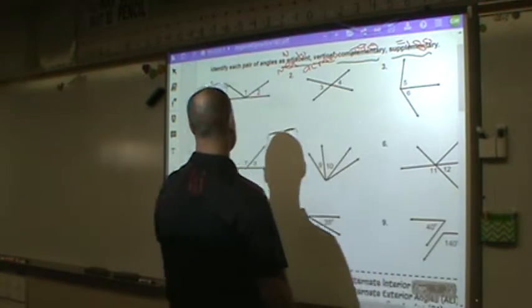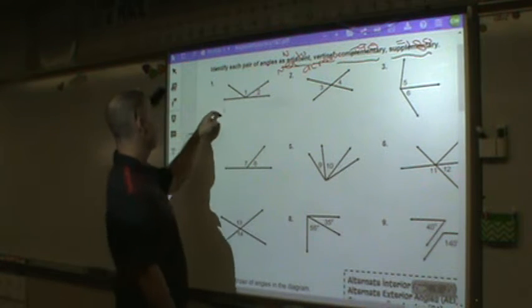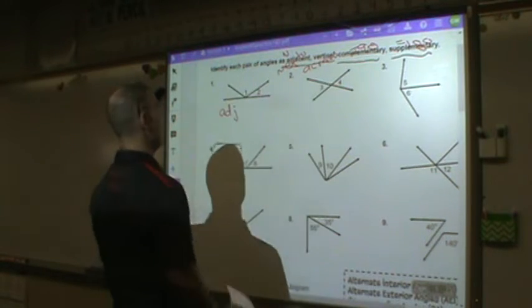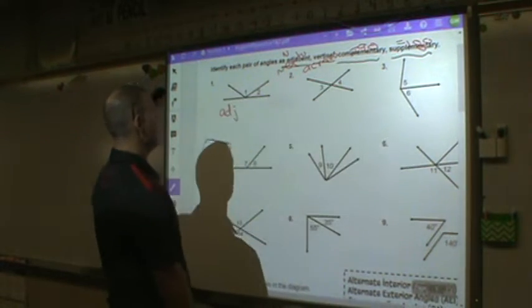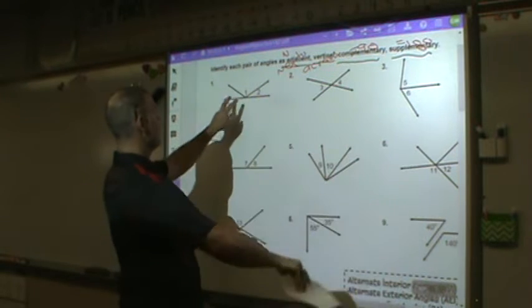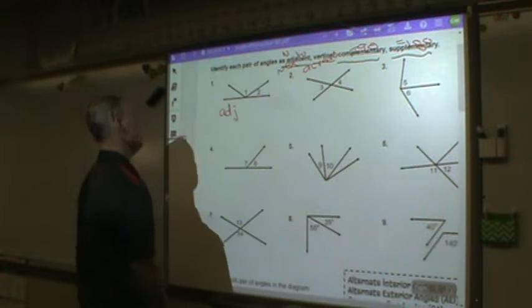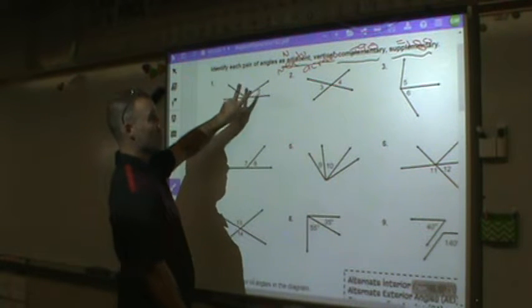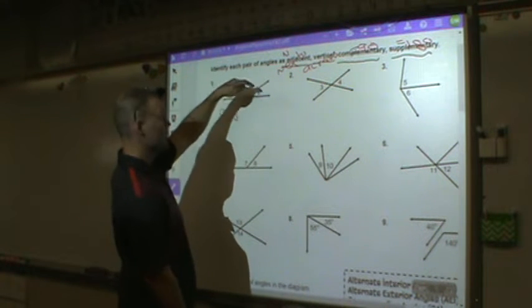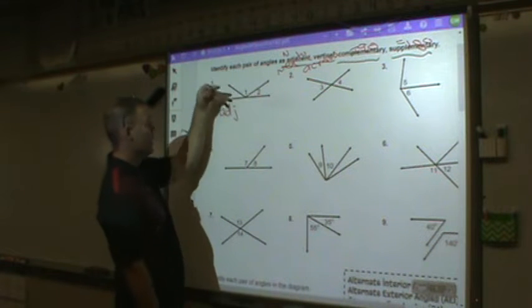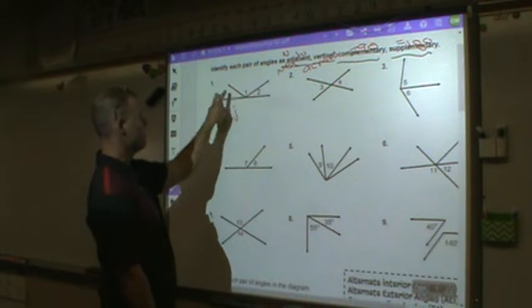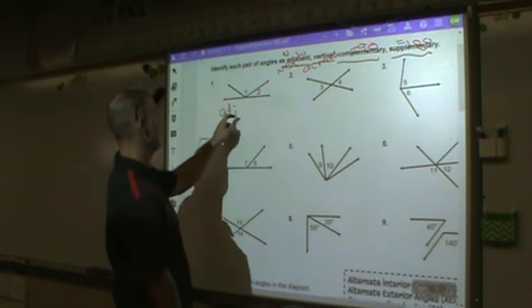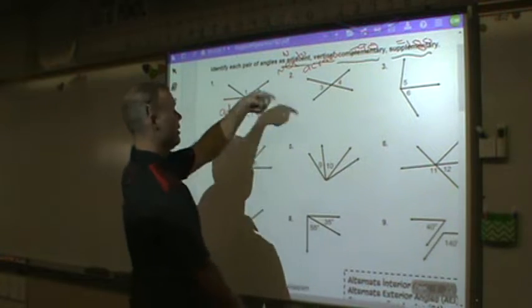Number one, can we say that these angles are adjacent? Are they next to each other? Yes, they're adjacent. Can we say that they're vertical? Are they across from each other? No. Are they complementary? Do they look like they form a right angle? No. Do they look like they form a straight line? Some people are going to say yes, and I'm going to say no, because two angles have to be 180 degrees to be supplementary. How many angles do you see here? I see three. Yes, the three together form a straight line, so the only thing I can say is they're adjacent. That's it. Done. I move on.